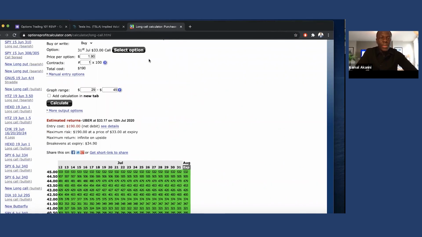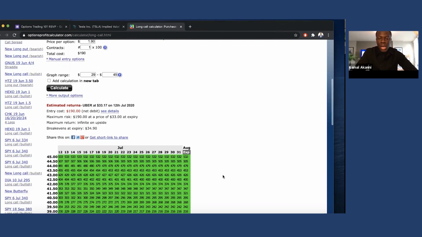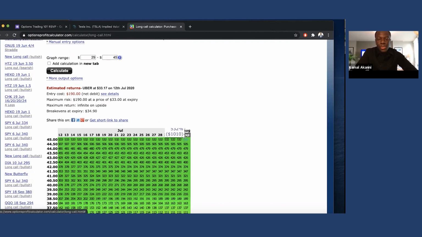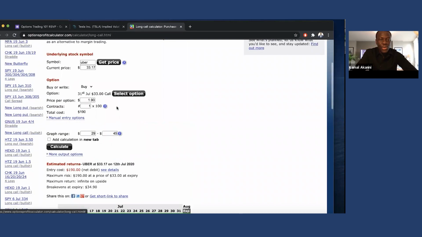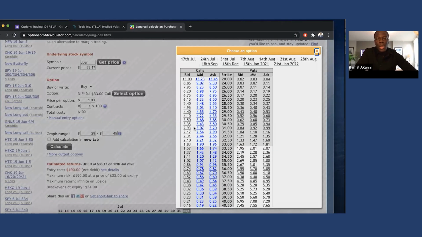And let's talk about one thing I didn't take an example of here. If you're looking at it here, the maximum profit based on the input that we have in there is 532%. That is the maximum profit if Uber is at $45 before expiration.